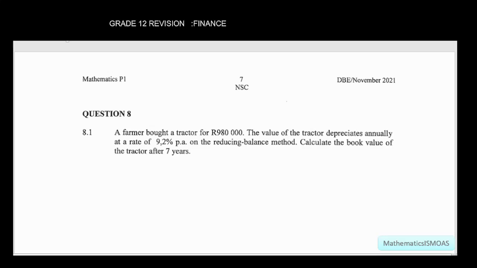Right, we are now on financial mathematics. Let's start first by having a look at the question on November 2021, question 8.